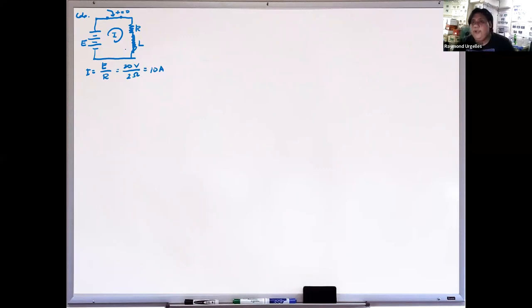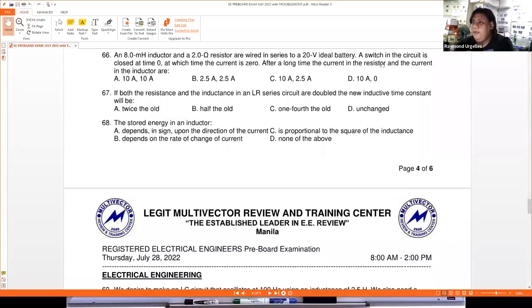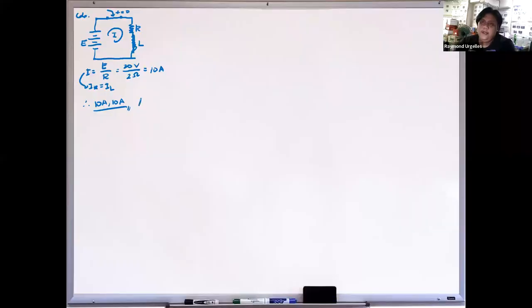Right? But remember, even though the inductor is short-circuited, the inductor is still there. So this current is the resistor current as well as the inductor current. Okay? Our answer here is 10 amperes, the current through the resistor and the current through the inductor. Right? So this is letter A.